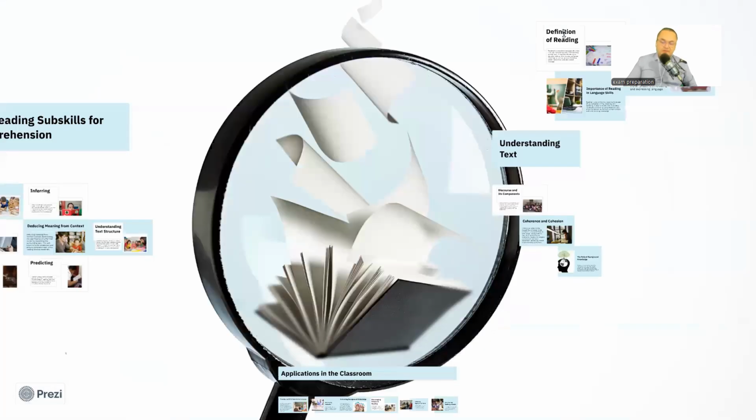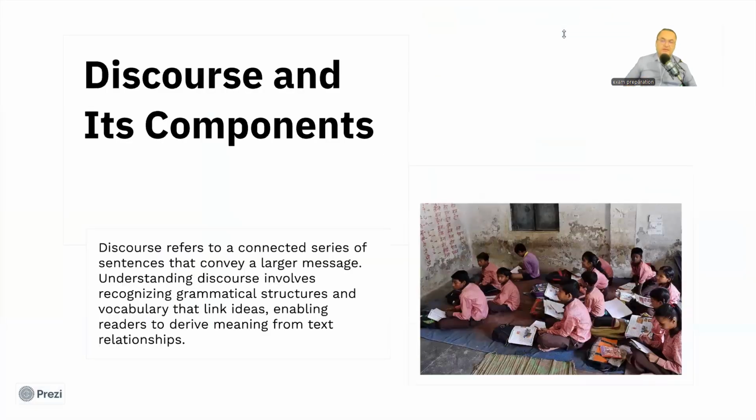Then we can talk about understanding ideas in the text, because the texts are, let's say, based on discourse. So what is discourse? Discourse refers to a connected series of sentences that convey a larger message. Understanding discourse involves recognizing grammatical structures and vocabulary that link ideas, enabling readers to derive meaning from text relationships.